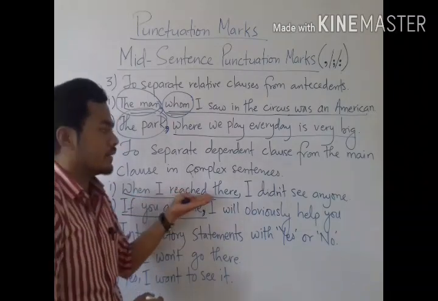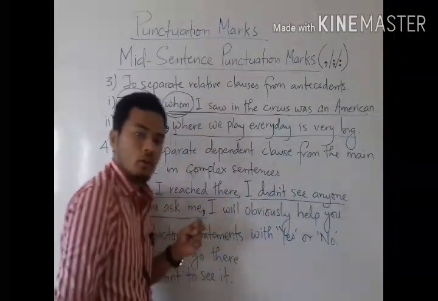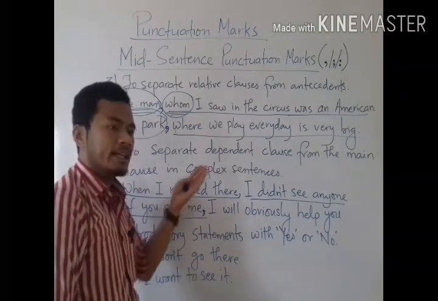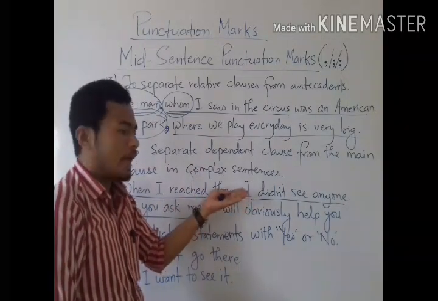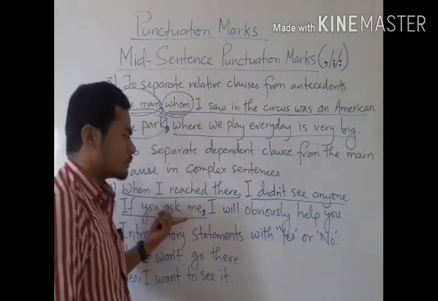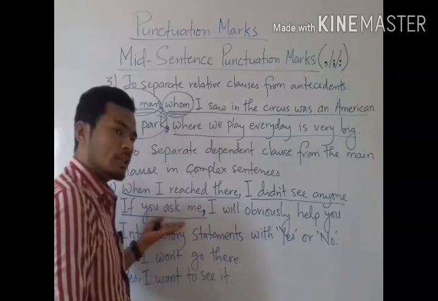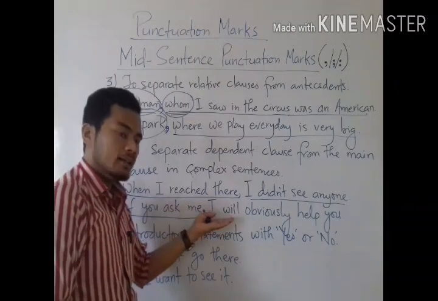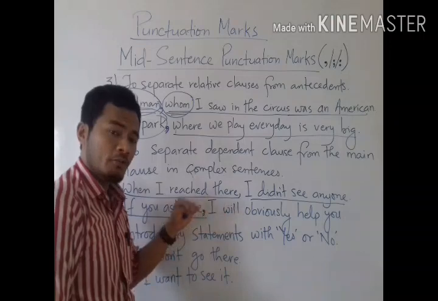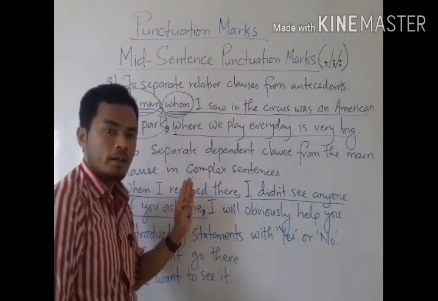See, when I reach there, I didn't see anyone. I didn't see anyone is an independent clause. Okay, so here these two, dependent and independent clauses together, have made one complex sentence. Okay, and here also, if you ask me, comma, I will obviously help you. So in these two, first I have used a dependent clause and then comma and an independent clause. Okay, this is the condition. If I use a dependent clause at first, then I have to put comma.